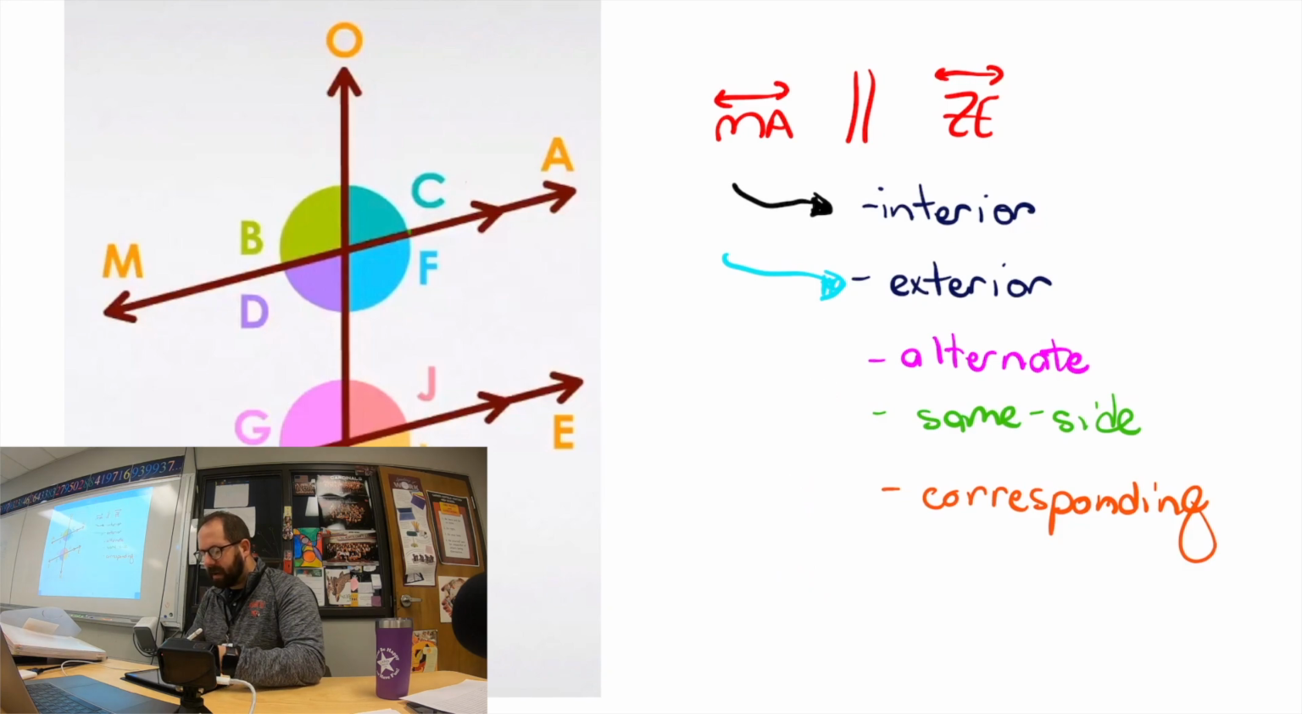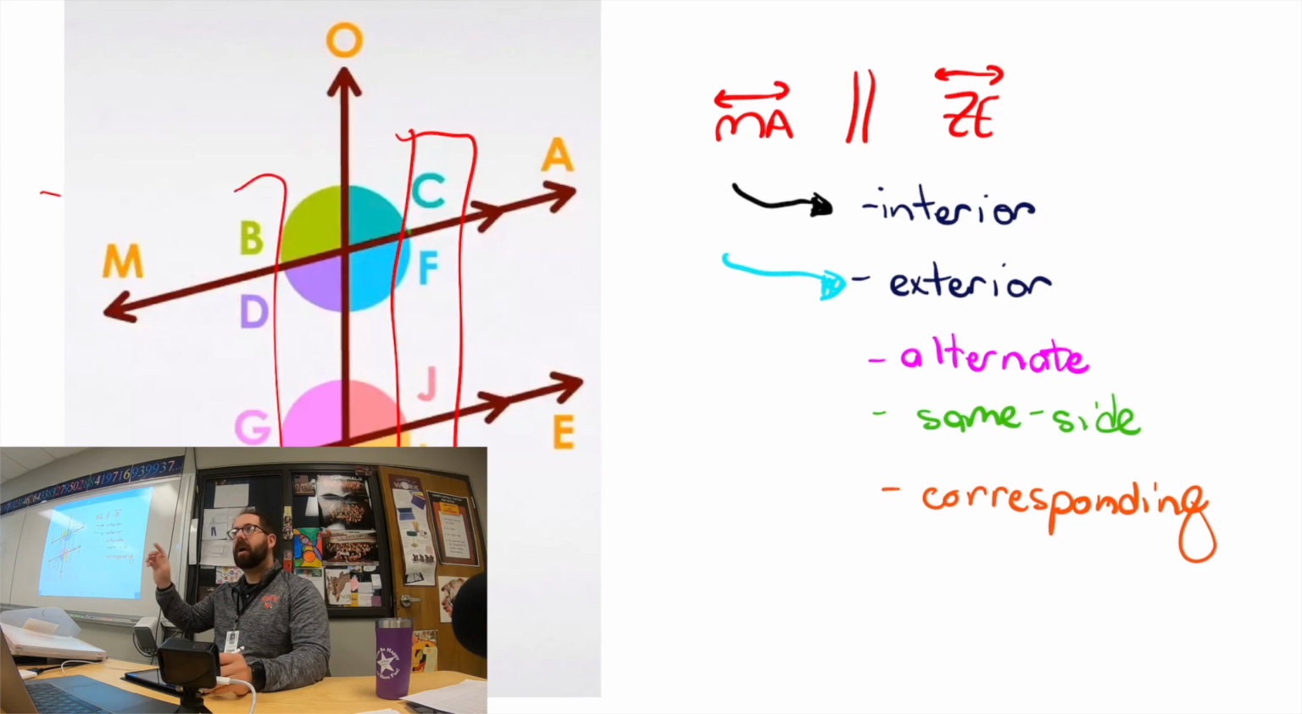Corresponding. Now this one has probably the most difficult definition. It's kind of a mixture of almost everything. Okay, so for corresponding, you have to pick one angle interior, one angle exterior. They have to be on the same side of the transversal. So either pick just the right side, just like these, or just pick the other ones. So one's inside, one's outside, on one side of the transversal only.